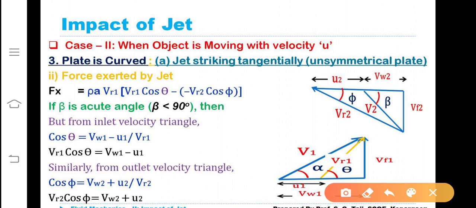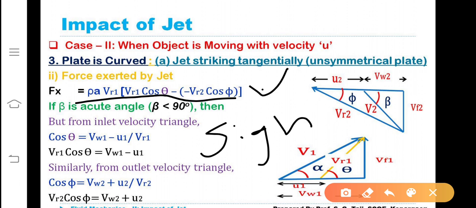Therefore, Fx is equal to rho a VR1 whole multiplied by VR1 cos theta minus of minus VR2 cos phi. That's why I always say that while writing the equations, signs should be understood. What is the spelling of sign here? S-I-G-N. Sine is with respect to sine, cosine, tan, angles. Here sign is minus or plus.